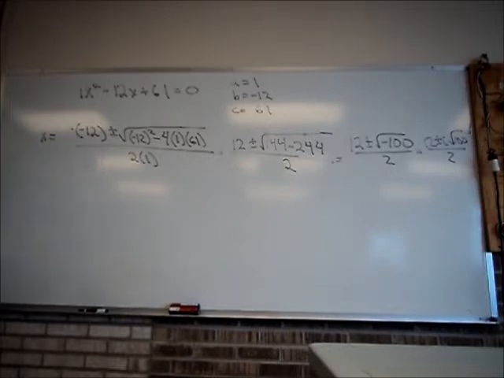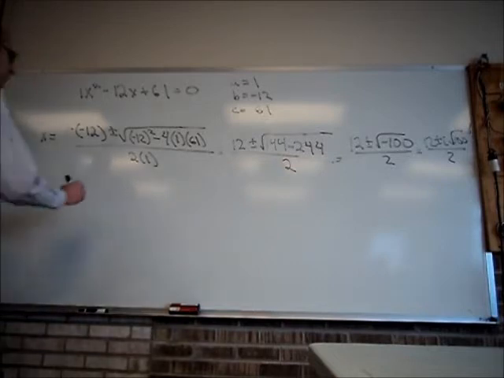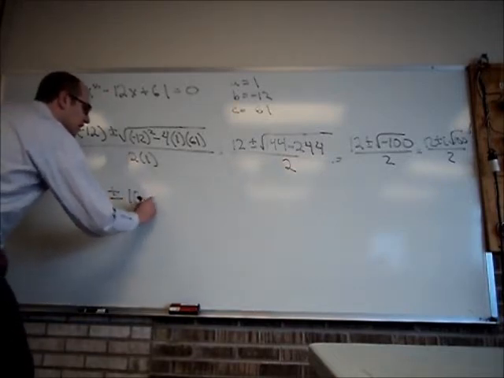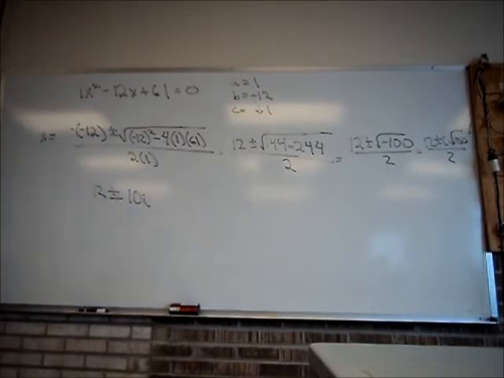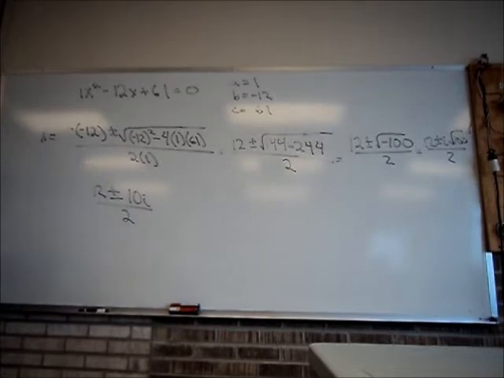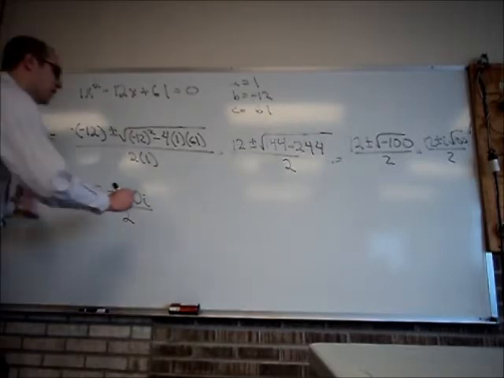Okay? And now continue. The square root of 100. That's pretty clean, isn't it? The square root of 100 is 10. 12 plus and minus 10i. The square root is gone. Good old-fashioned 10 divided by 2. That i makes it so that we can't physically add or subtract these, but we can break it up into its two cases.